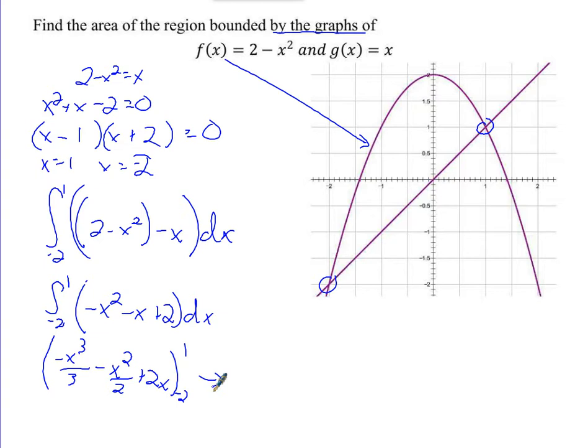So, what do we do? Plug 1 in. And we have -1/3 minus 1/2 plus 2, minus. Now we plug -2 in. -2 to the third power is -8, but it's a negative out front. That makes it positive 8/3.